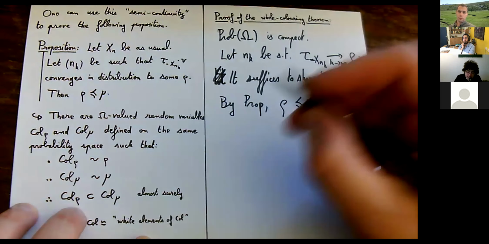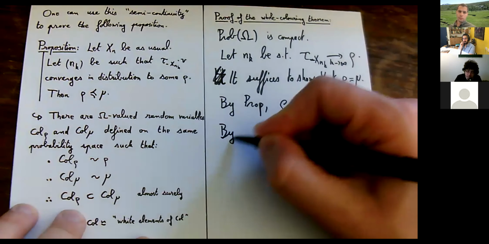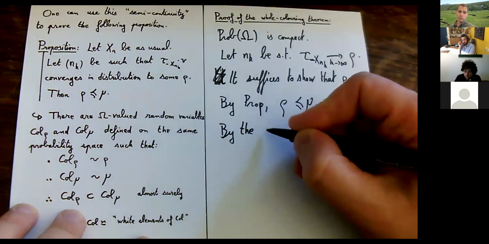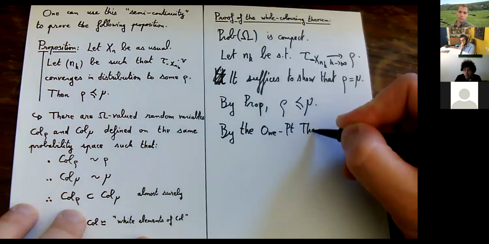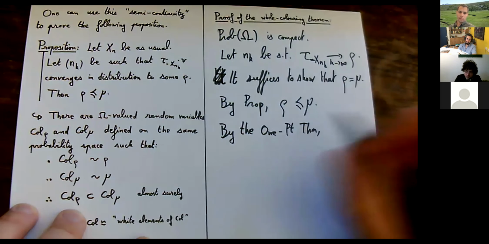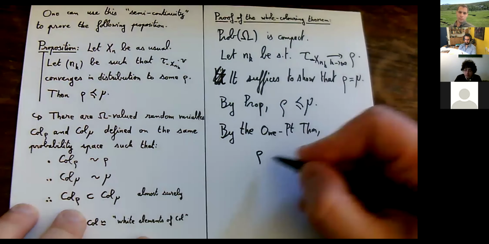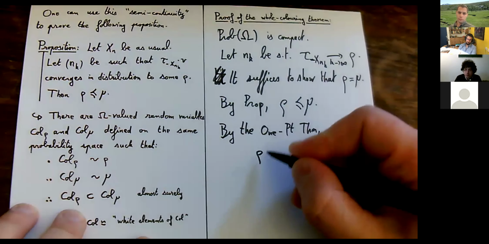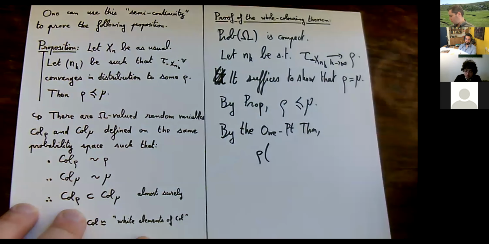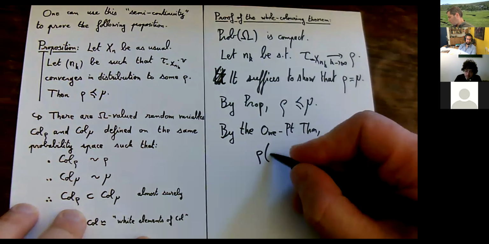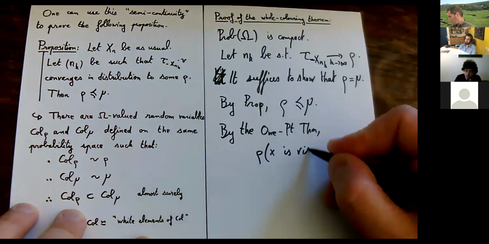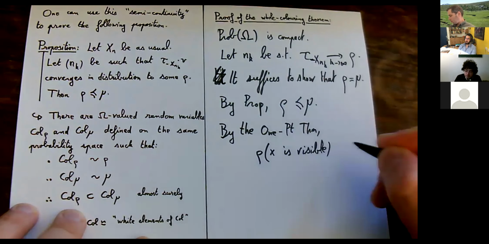So by using the one-point theorem, we know what is the probability for rho that the origin is visible. It actually even works for any x. And it is equal to 1 over zeta d.